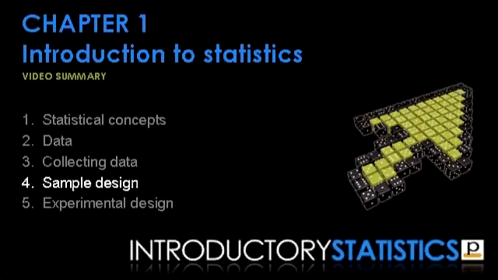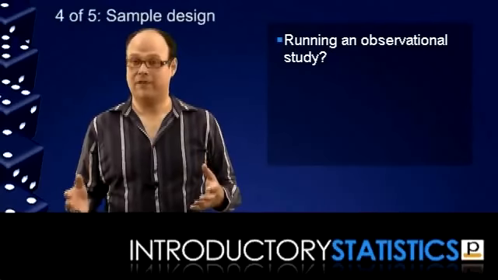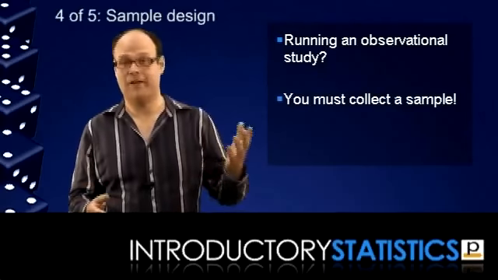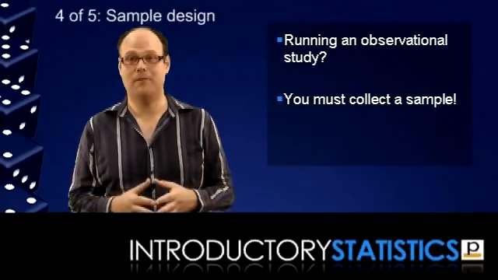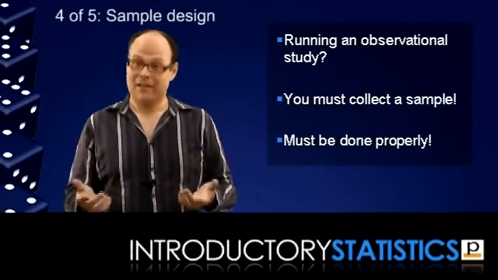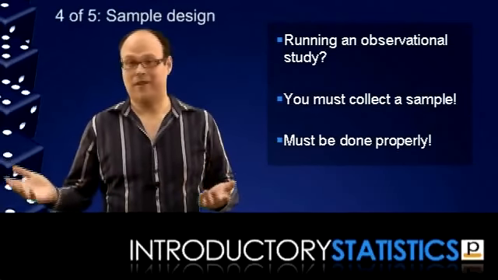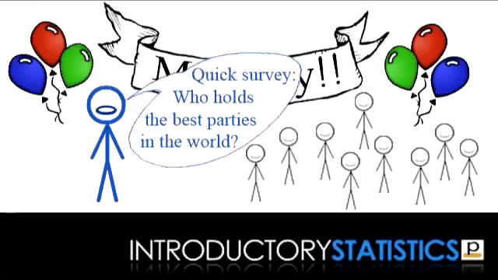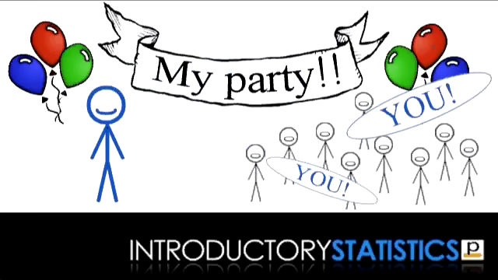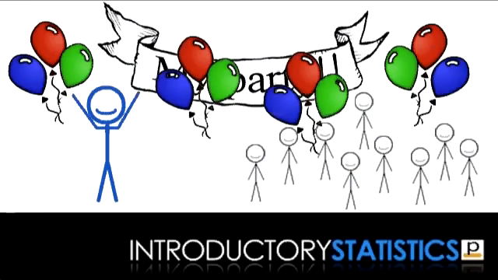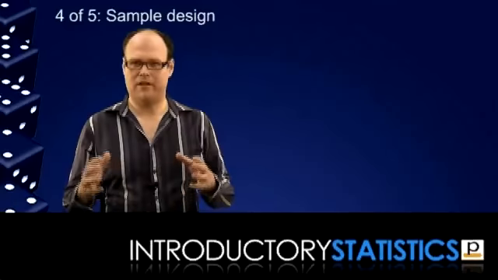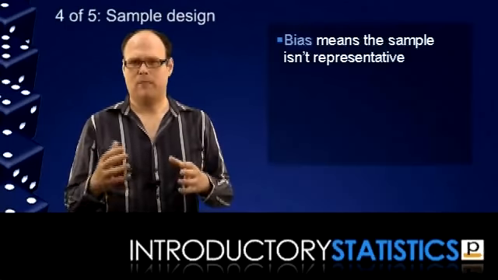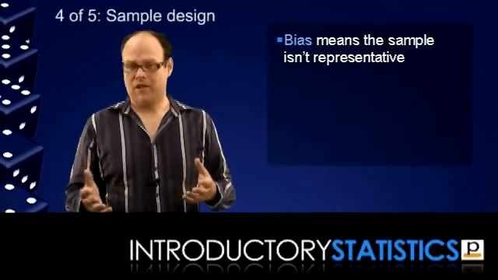If you are going to run an observational study, well, the first thing you're going to have to do is actually collect a sample. If you want to survey 100 people, well, then you're going to have to go and find 100 people so that you can survey them. And that has to be done correctly. You can't just go and survey your family and friends because your family and friends probably don't represent the entire population that you're trying to explain. And when that happens in general, when the sample that you collect fails to represent the entire population, we call that bias.